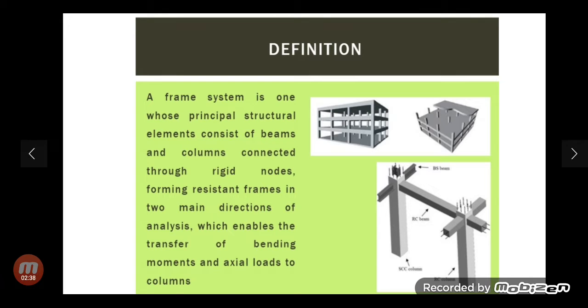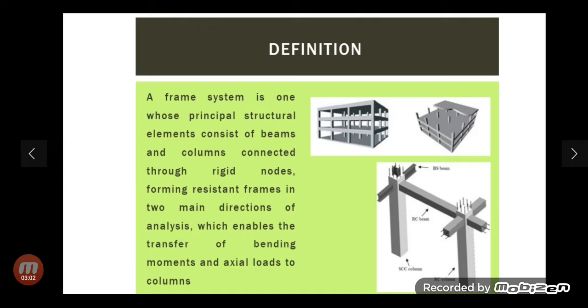Now, coming to a definition, a frame system is one whose principal structural elements, consisting of beams and columns connected through rigid nodes, form resistant frames in two main directions of analysis, which enables the transfer of bending moments and axial loads to the column.